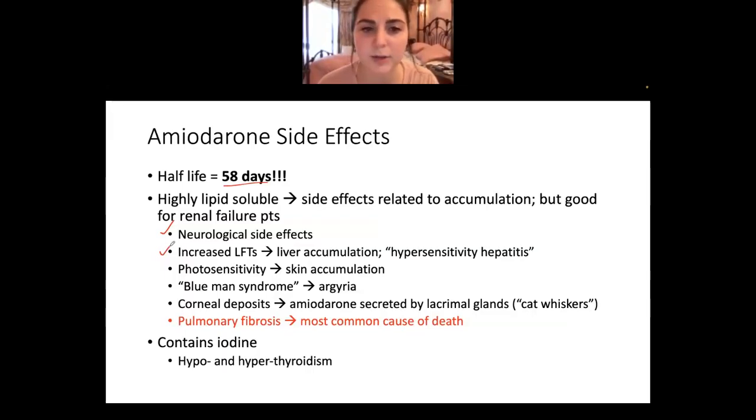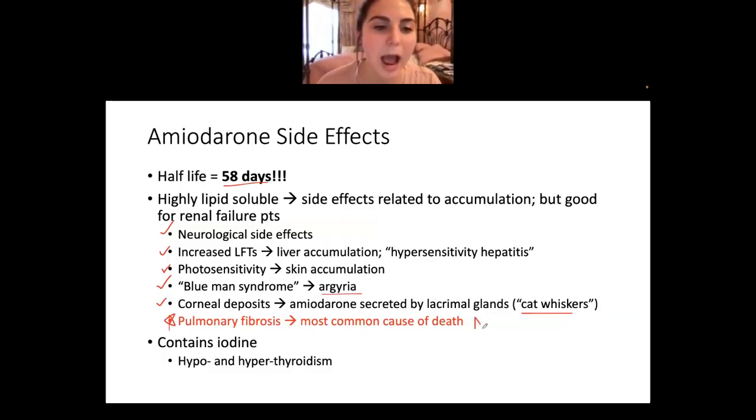It can accumulate in the liver, so you can see what's known as hypersensitivity hepatitis because we have increased LFTs because it accumulates in the liver. It can accumulate under the skin, called photosensitivity, so you can go outside and be outside for literally 30 seconds and get sunburned. It causes what's known as blue man syndrome, and the actual name for that is argyria. Argyria is another name for blue man syndrome. It's just a weird side effect. It doesn't actually cause any issues. It can also deposit in the cornea. And the reason why is because the lacrimal glands can actually secrete amiodarone, and it causes what's known as cat whiskers. I'll show you a picture of it.